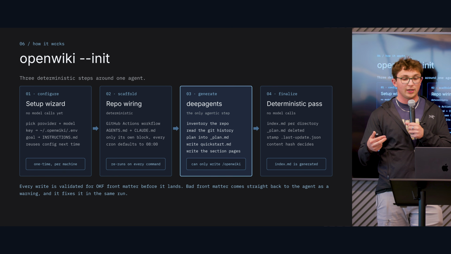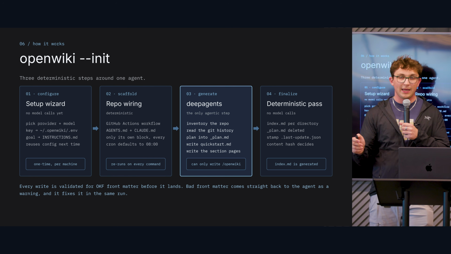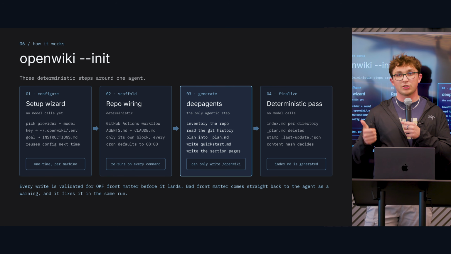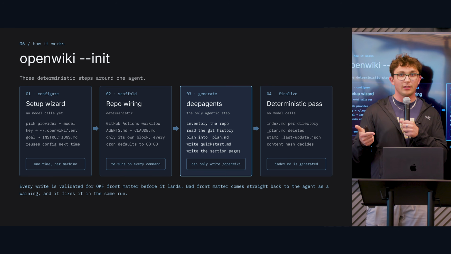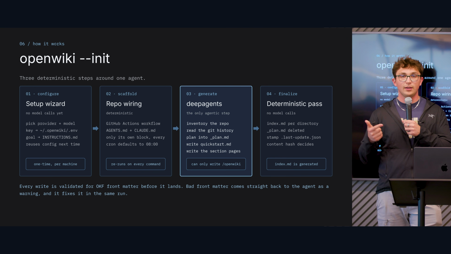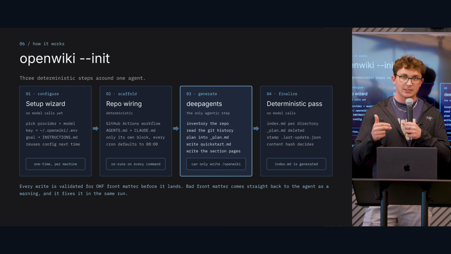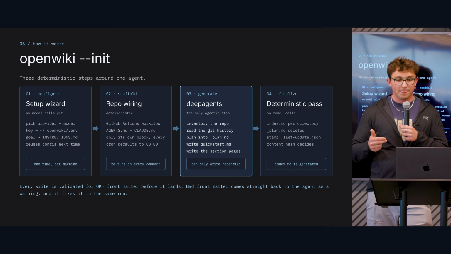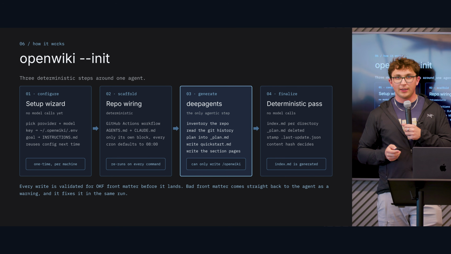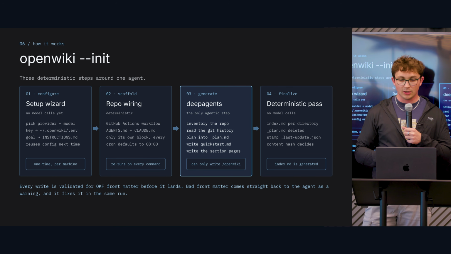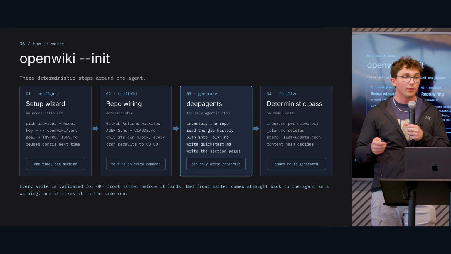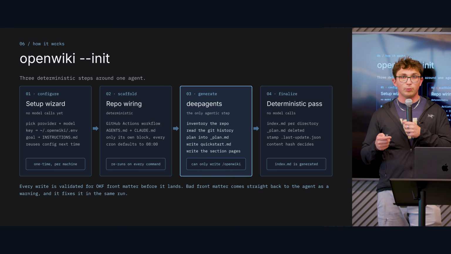And then it writes the actual docs. And at the end, we have a deterministic pass, which runs over all your docs and makes sure they're all OKF compliant. It automatically writes your index.md and your changelog, and then we have the agent add the specifics about what it changed later on. And then it updates a few other metadata files at the end of the agent run. So that's the init run. This is what you run when you first onboard into OpenWiki in your repo.